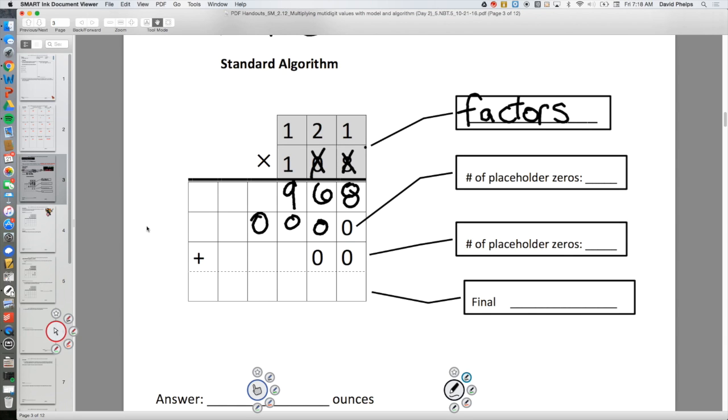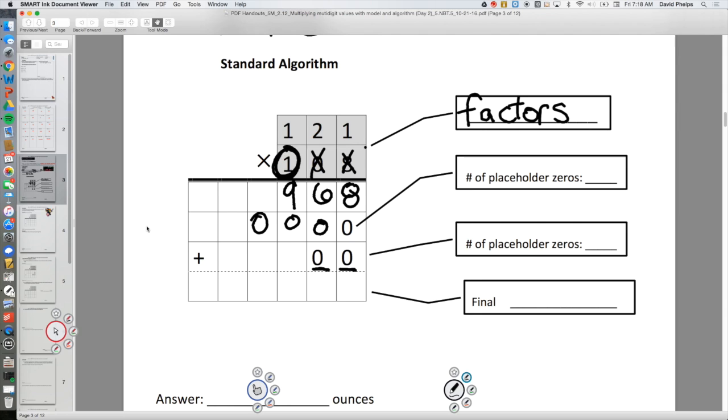Now what's new about this problem is we have a number in the hundreds place. It's a 3-digit value. Oh my goodness. We've got to figure this out together. The first thing to notice is when we multiply by the hundreds place, we put 2 placeholder zeros. Now you might ask, why is that?